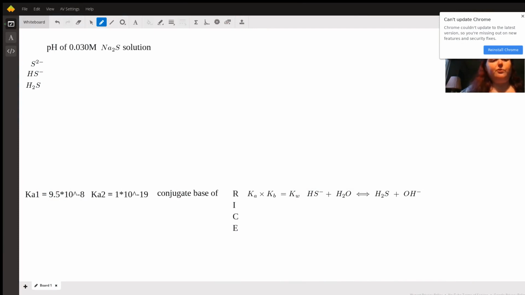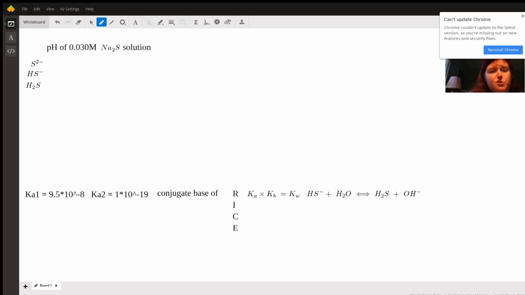Right, so we're looking here for the pH of a 0.030 molar sodium sulfide solution. First we need to figure out what type of solution this is. And you're not going to find sodium sulfide on any list of acids or bases. This is a salt. So we need to consider what we know about the acid-base properties of salts.